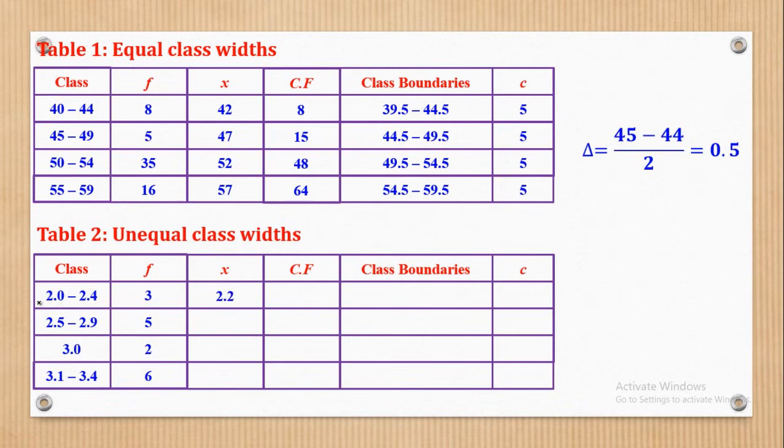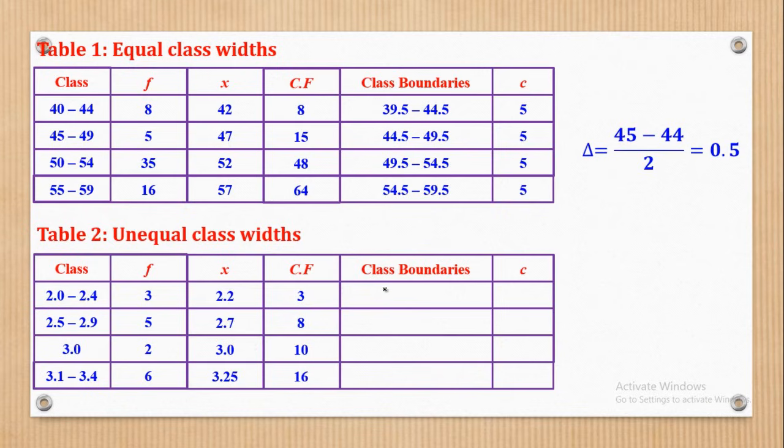Class mark is still the same procedure: add and divide by 2, add and divide by 2. Now here it is only one value, so there is nothing to add, so you only write this as it is. Then here, add and divide by 2. For cumulative frequency, you do the same: this one here, then add to this to get this, then 8 plus 2 gets 10, 10 plus 6 gives you 16. So that is how they generate CF.